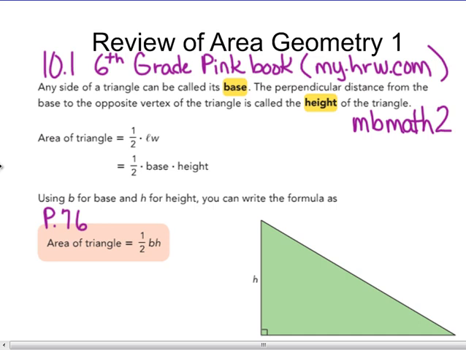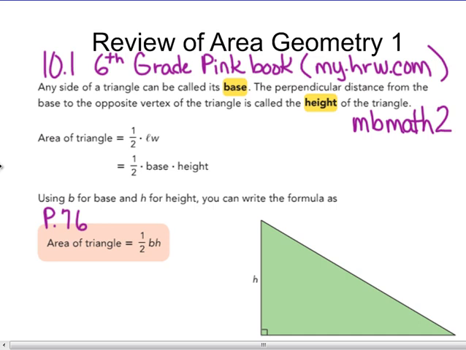So area, two-dimensional. Area is finding how many square units can cover a two-dimensional geometry figure. So we're starting off with triangles, as you can see here. Any side of a triangle can be called its base. The perpendicular distance from the base to the opposite vertex of the triangle is called the height.